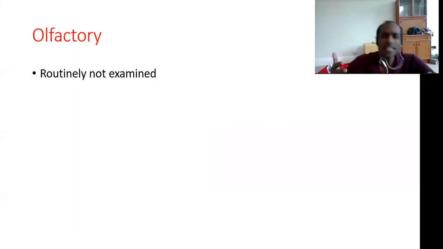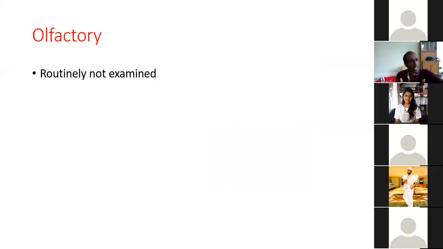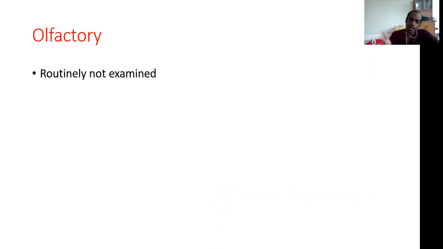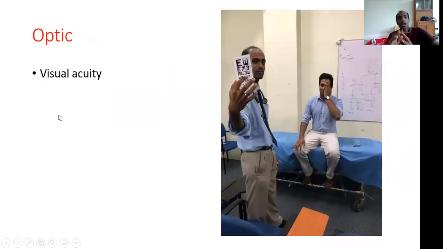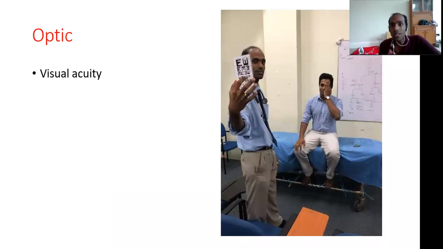Now, if you take the cranial nerves, the first cranial nerve, we routinely don't examine this, so don't worry about it too much. When it comes to the optic nerve, there are several components of the optic nerve examination, and in your examination, you are supposed to carry out all of these components.